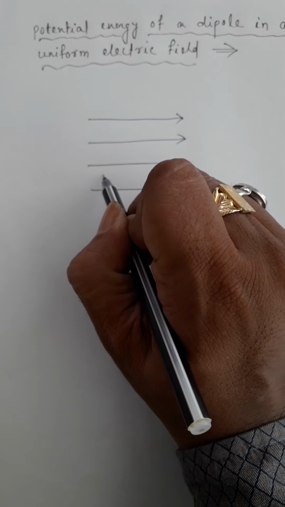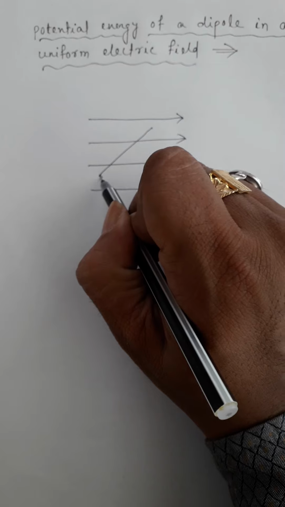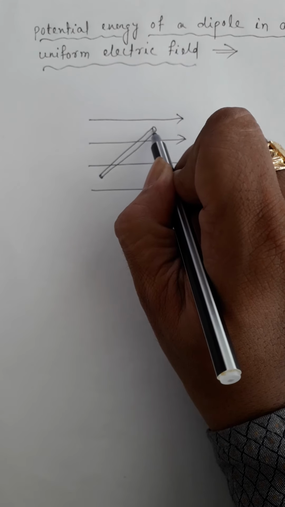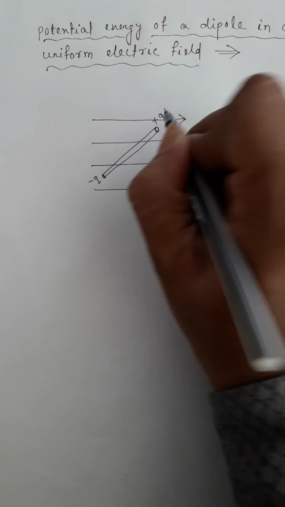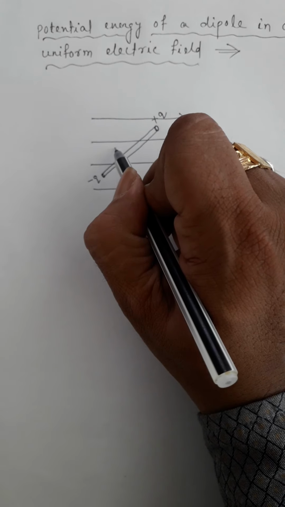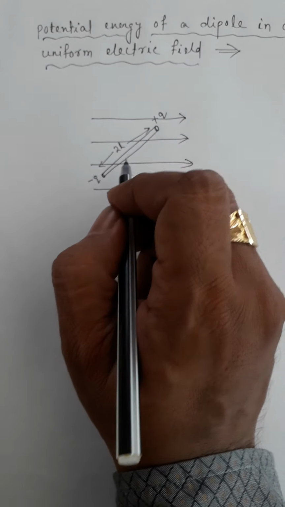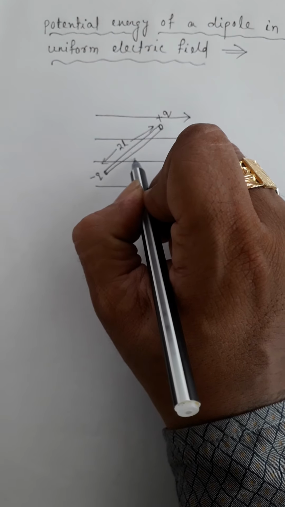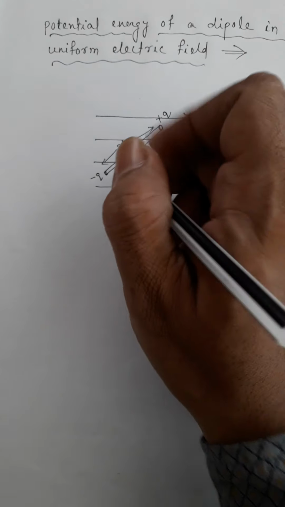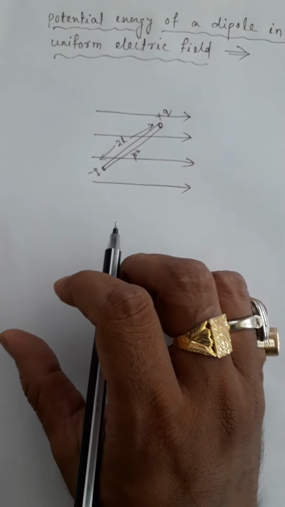Let's take a dipole of dipole moment 2l. Suppose this is a dipole consisting of two charges, minus q and plus q, and the distance between them is 2l. We know, suppose this is the center of the dipole, then the distance between the two charges is 2l, and let this be the dipole moment p vector, and the direction of the dipole is always from minus q to plus q, minus to plus.